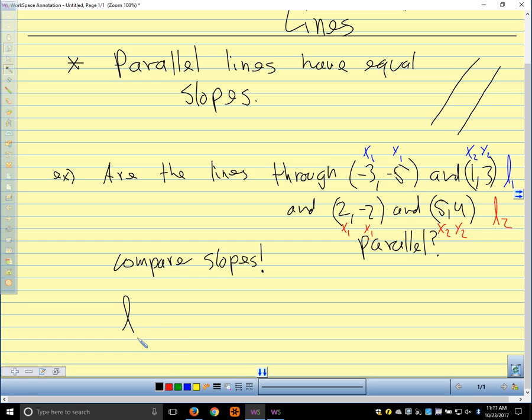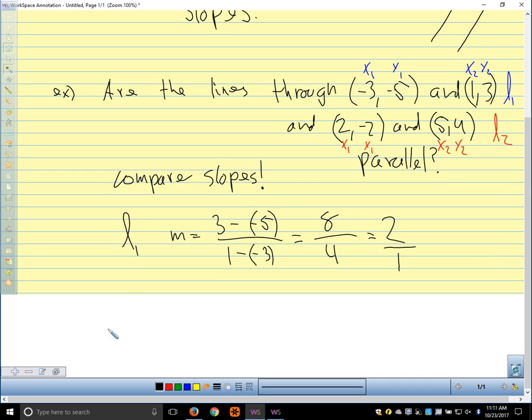So for L1, the slope is y2 minus y1, 3 minus -5, over x2 minus x1, 1 minus -3. So we get 3 minus -5 is 8, 1 minus -3 is 4, and my slope is 2. And if you want, it's fine to think of that as 2 over 1. We can always think of a whole number as a fraction with 1 as the denominator.